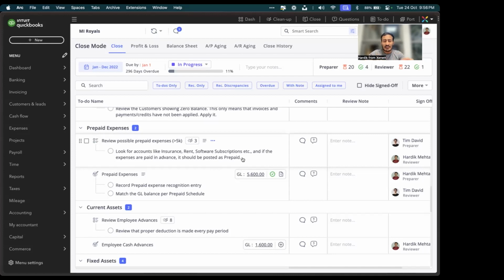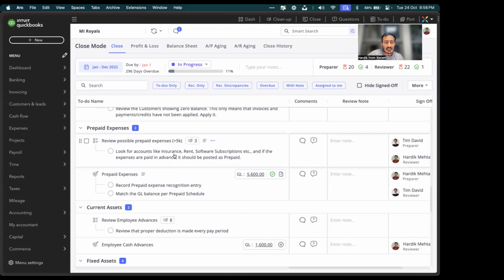Depending upon the type of client, we basically create some rules. First of all, what kind of expenses would you expect to be prepaid expenses? The most common ones are software subscriptions that you might be paying in advance, or insurance in advance, or sometimes rent in advance. Those are some of the expenses that end up as prepaid expenses.